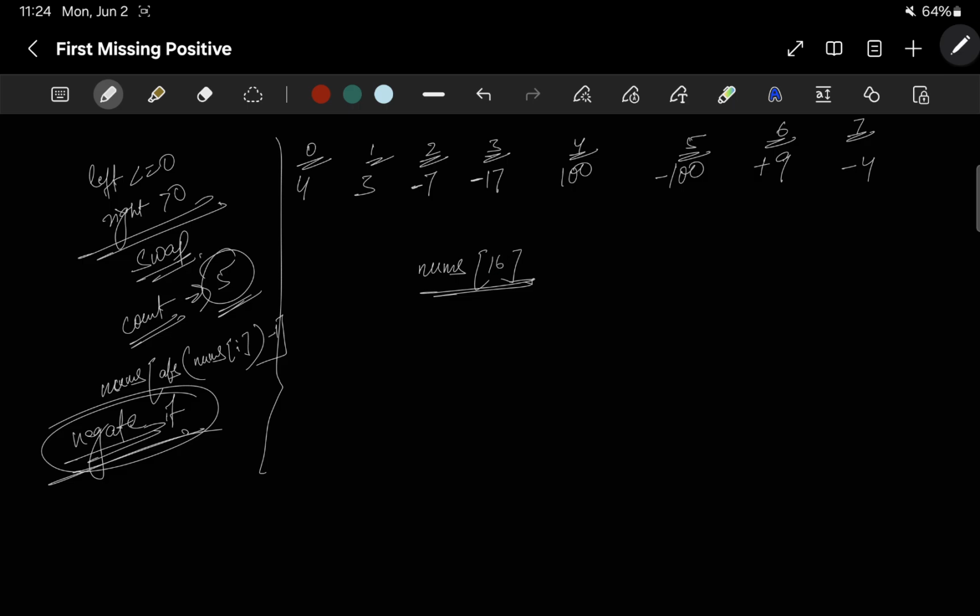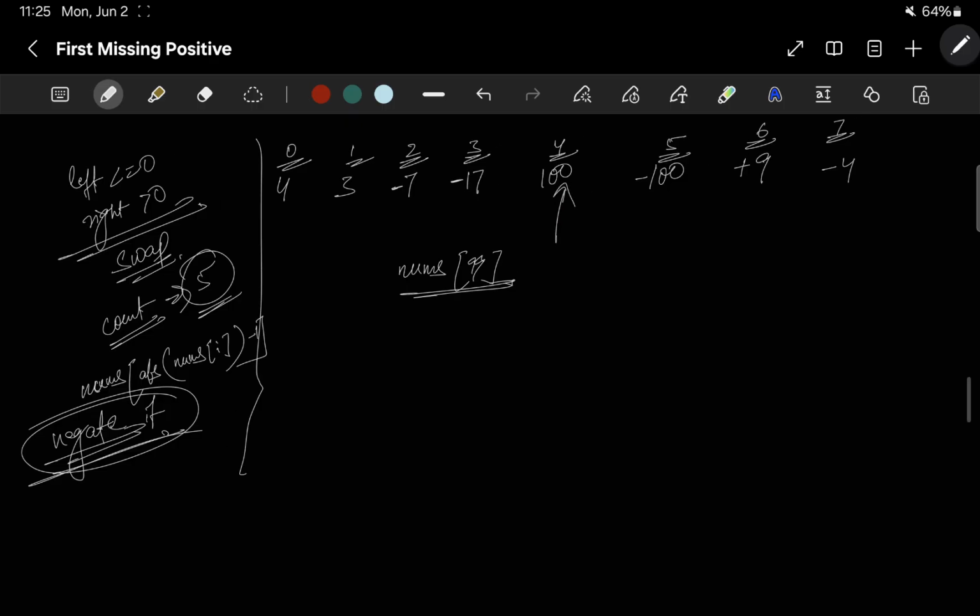So nums of 16. But we know that 16 is out of bounds, so we have to put a check that okay, if it is out of bounds, it means it cannot be considered. Okay, so let's skip that. Nums of 100, again it will ask for nums of 99, so again that is gone. So we know that since our pointer has reached till 100, it means we are good. We do not need to do any more calculations. We stop here.